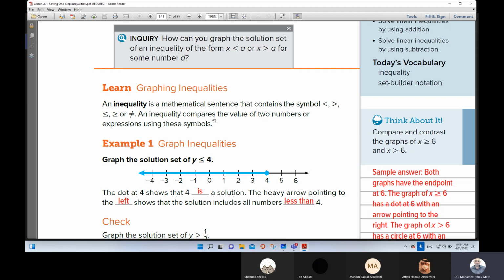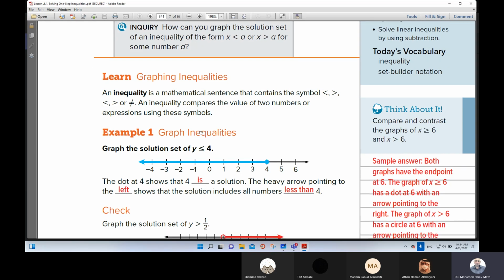So an inequality compares the value of two numbers or expressions using these symbols. So any mathematical sentence that has this symbol, less than, greater than, less than or equal, greater than or equal, or doesn't equal, means you have an inequality. And the inequality always compares two values, two numbers, or two expressions like this.